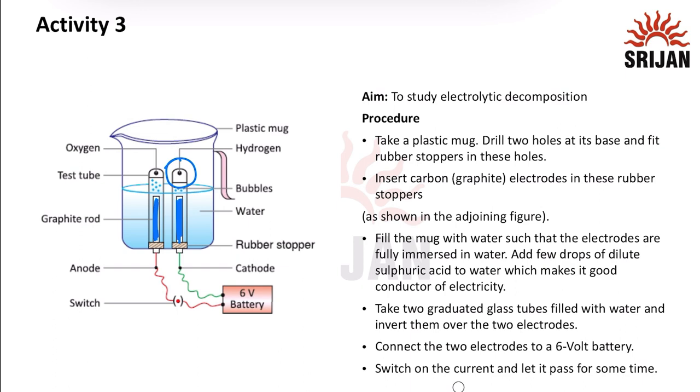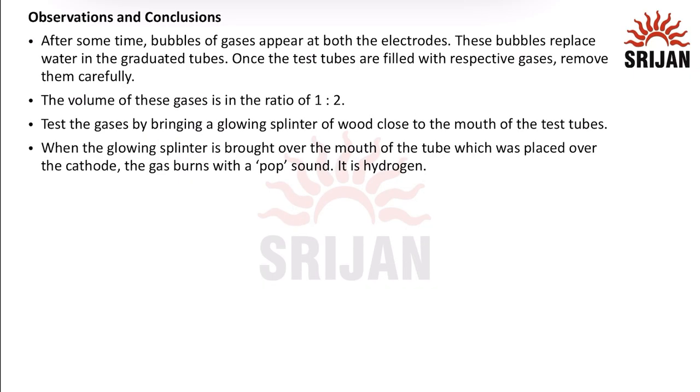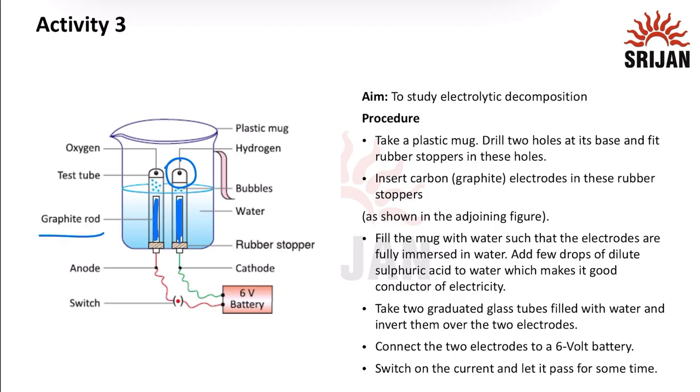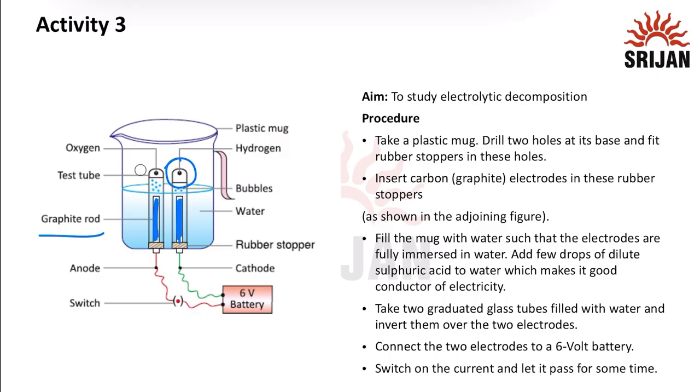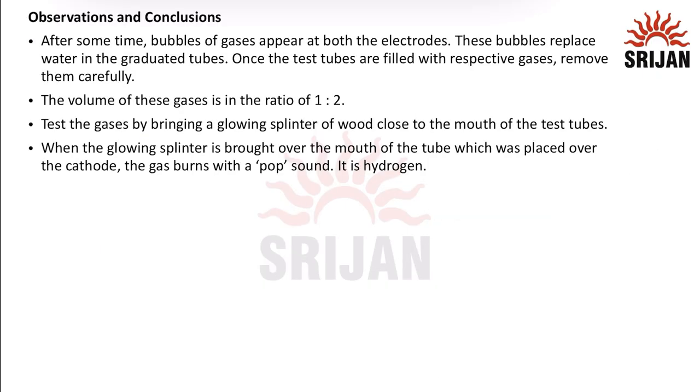What will we observe? What will happen to these carbon electrodes? Graphite rod means carbon electrode. Graphite is carbon. What will happen? Observations. After some time, bubbles of gas appear at both electrodes. That means something is happening. These bubbles replace water in the graduated tubes. That means in these two tubes, the water will be replaced by bubbles. Okay?